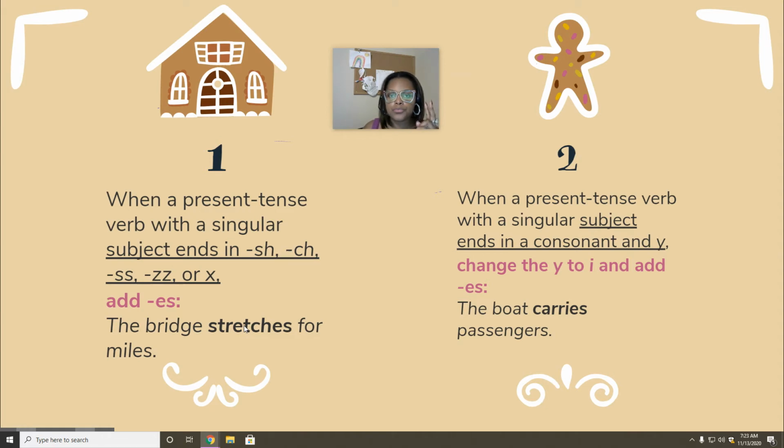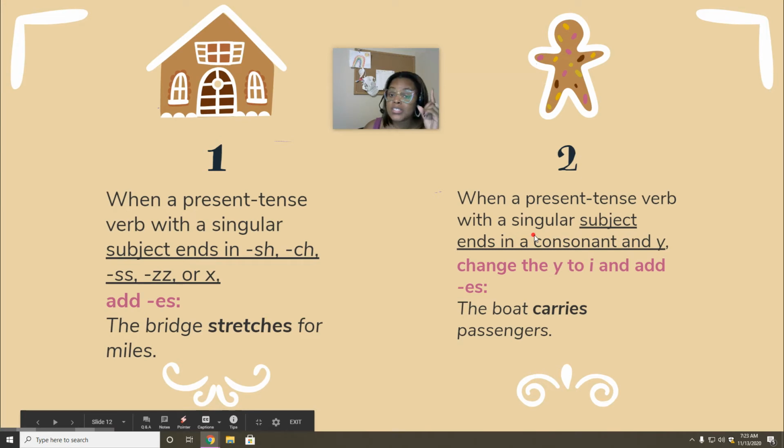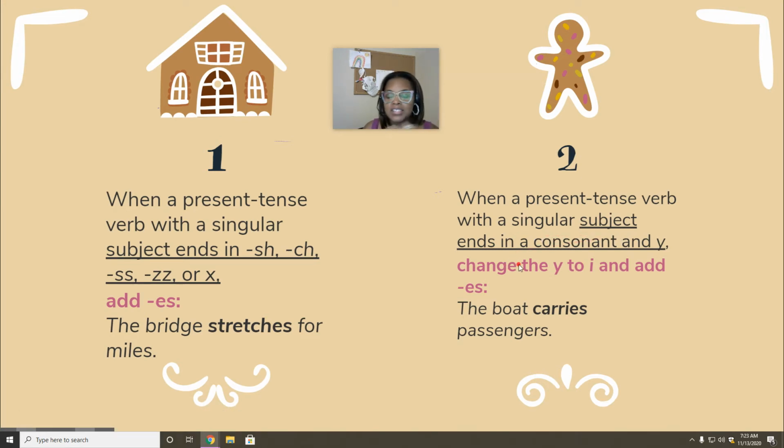Rule number 2, when a present tense verb with a singular subject ends in a consonant, that's every letter except A, E, I, O, U, and Y, change the Y to I and add an ES. It's like math and grammar. Subtract and add. Get the equation. I'm telling you. For example, the boat carries passengers.